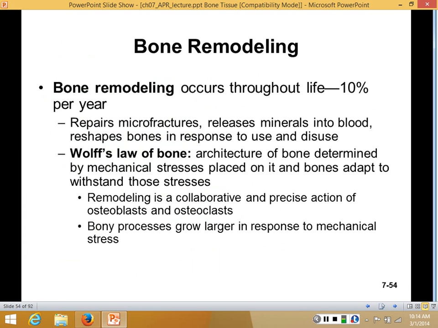Bony processes grow larger in response to mechanical what? Stress. People that do manual labor, your book talks about it. Athletes, any athletes in here? They have very strong bones. Their bones are very dense, okay? Because they're doing a lot of what? Weight bearing, putting a lot of weight on them.